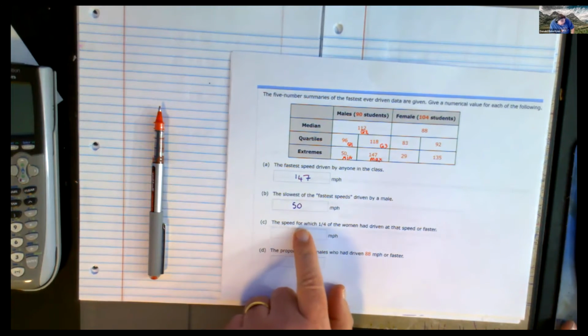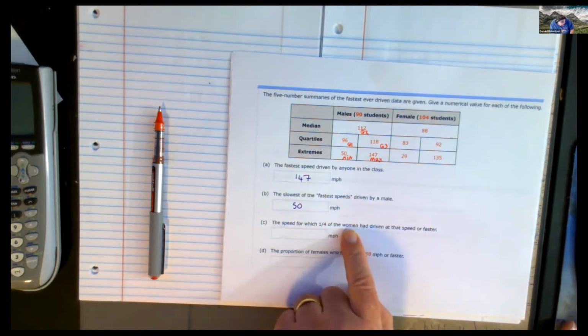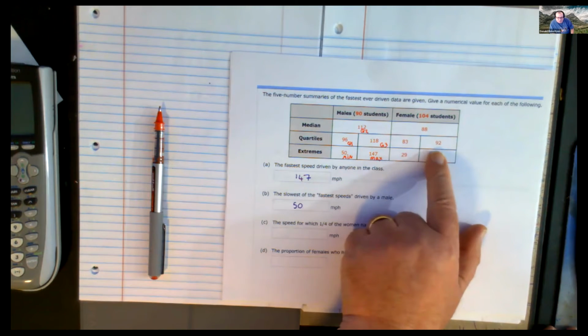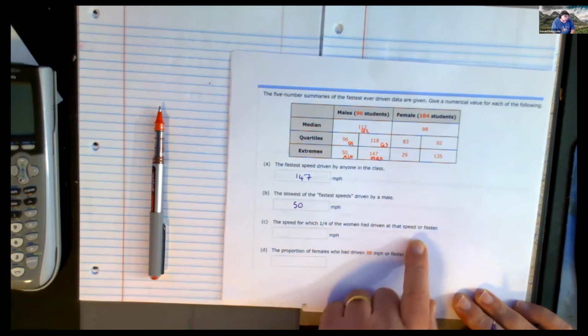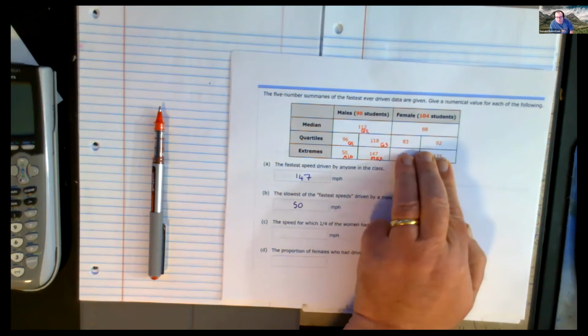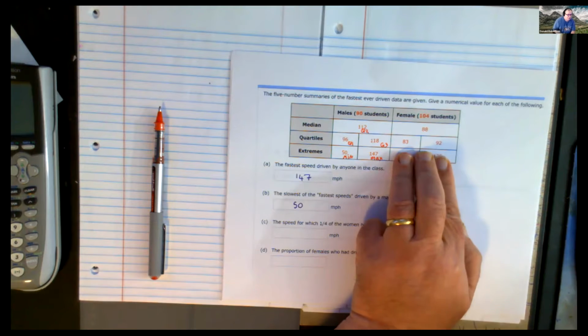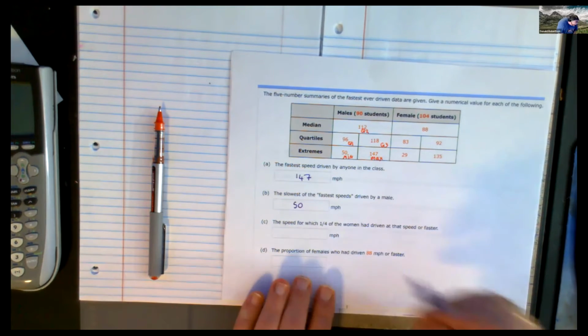The speed for which 1/4 of the women had driven at that speed or faster. Now, that's one of the quartiles. And it's either that one or it's that one. And you have to be careful with the English language. It's 1/4 of them, right, or faster. So which one of those two numbers for the women corresponds to the number at which they'd done that speed or faster? And it was 1/4 of the women that did that. 92. Great, it's the 92.